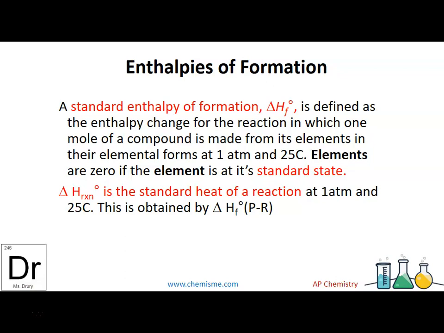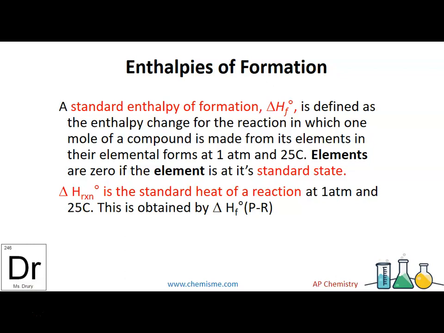So in other words, if you have helium at that temperature and pressure and it's a gas, as it should be, or calcium at that temperature and pressure and it's a solid, as it should be. If any of them are not the phase they should be at room temperature, then they are going to require heat to be given or taken out.